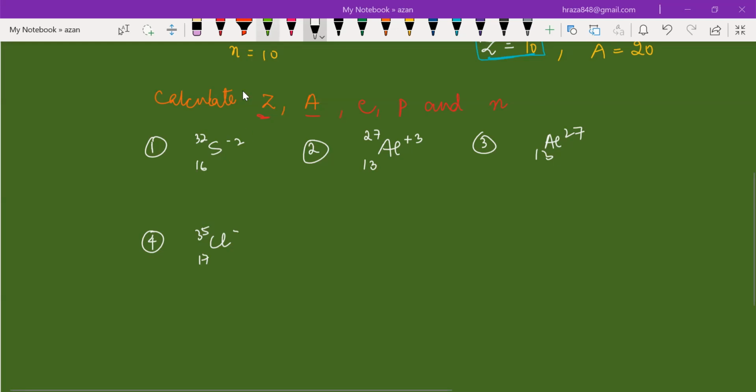Done. Very good. Z equals 16. Just match the answer. A is equal to 32. Electron is 18. Proton is 16. And neutron is 16. Is it all correct?